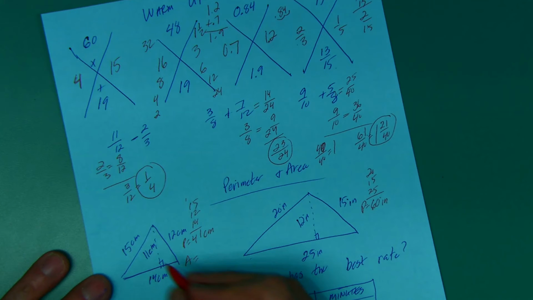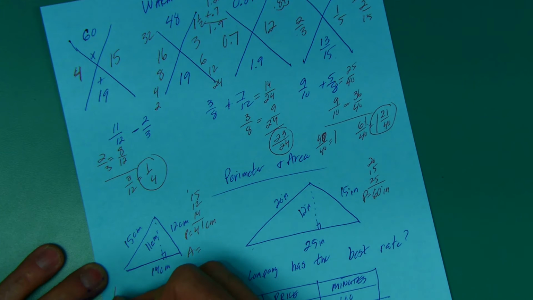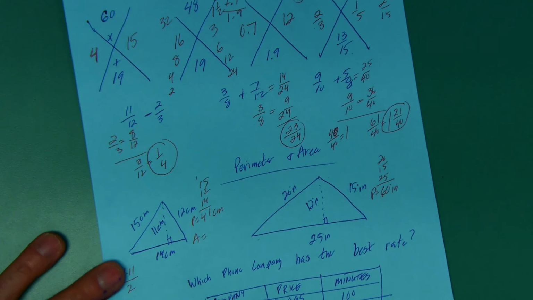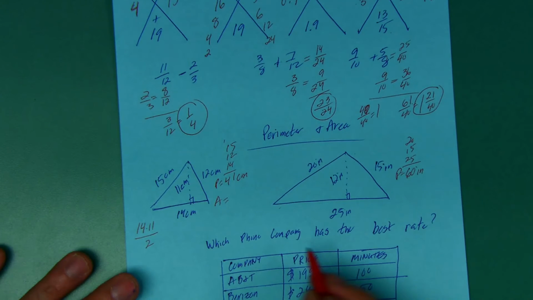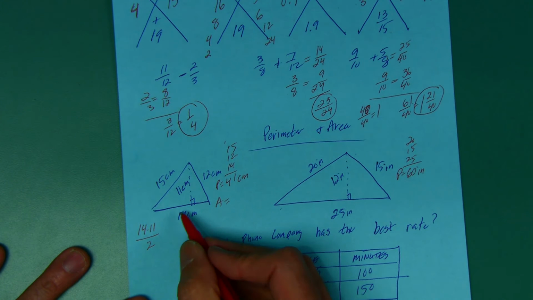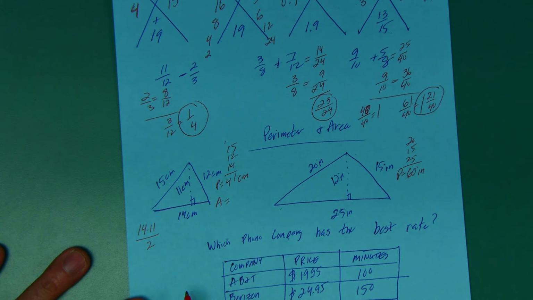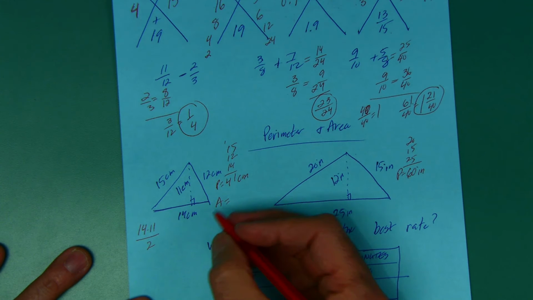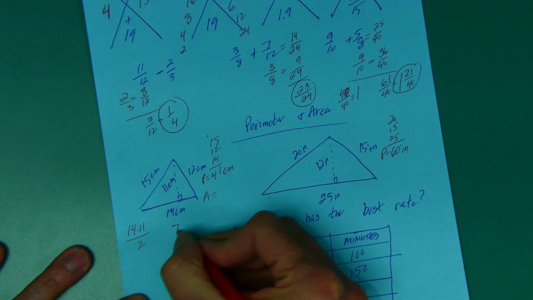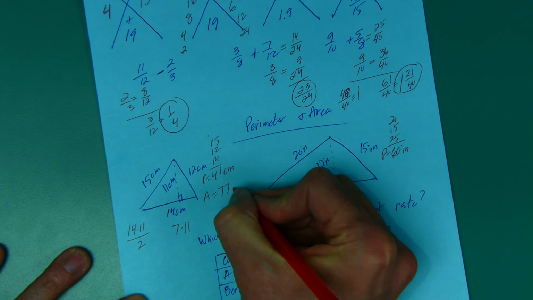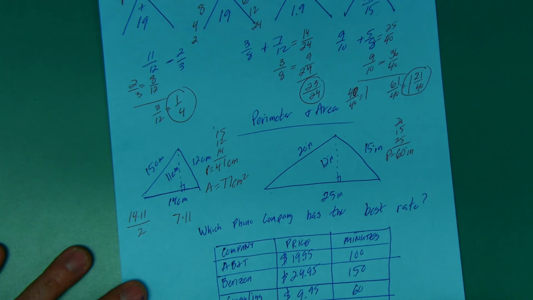So the base is 14, the height is 11. I can go 14 times 11 and then take half of it. But again, the shortcut that I always tell kids to use on these is to take half of an even number if you have one. 14's even, right? What's half of 14? 7. 7 times 11, easy problem, 77. And the area is always in square units.